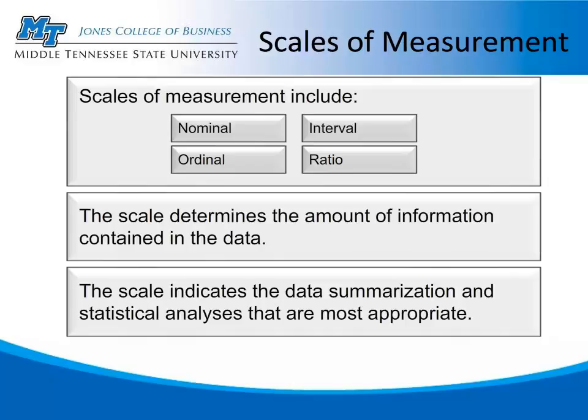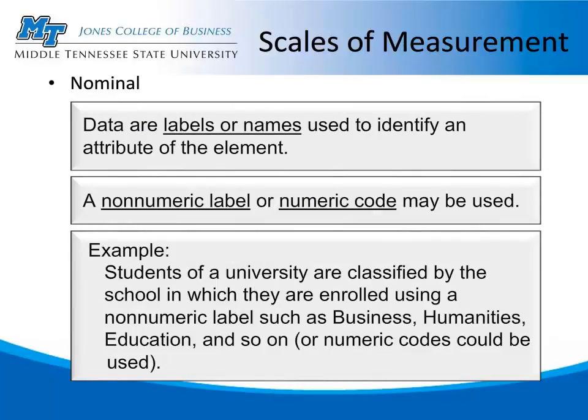The different scales of measurement, the nominal, ordinal, interval, and ratio, determines to a large extent what type of analysis that you can do. When you have data at a nominal level, all you really have is category. You can have a label for that category, you can have a name for that category. You could also put a numeric code in there. The example that's given here is the way that students are classified. Are they enrolled as business majors, humanities majors, education majors, and so on. But you could put a numeric code in there and say that 1 is for business, 2 is for humanities, 3 is for education, and things like that. But it's just a label or a name.